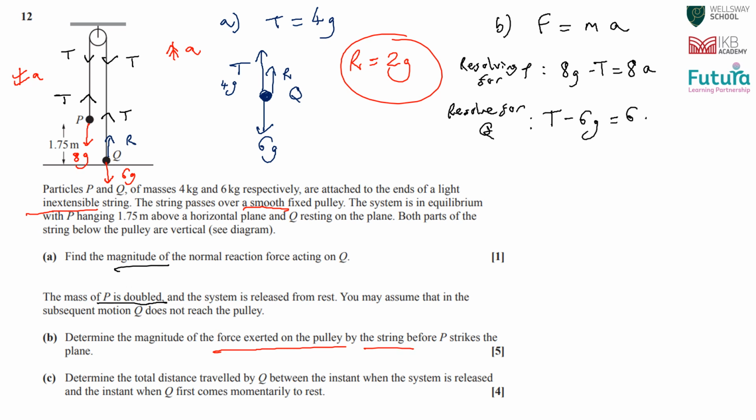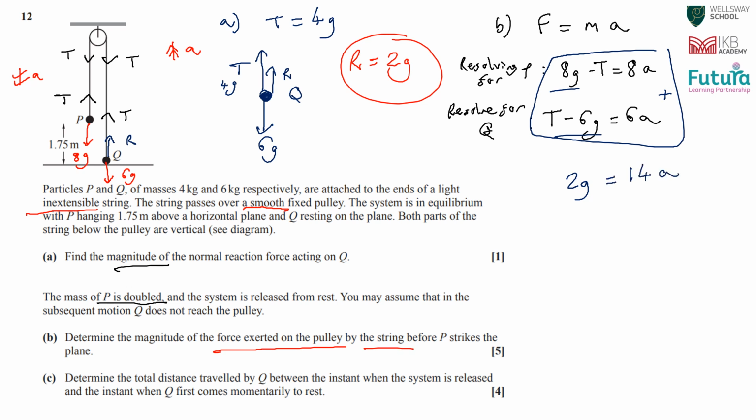You no longer have to worry about the normal reaction force, because once Q is off that plane, i.e. once it's moved up off that surface, there is no normal reaction force. So what we want to do now is solve these equations simultaneously. The easiest way to solve these simultaneously is to add them together. So when it comes to adding them together, well, 8G plus minus 6G is 2G. Tension plus minus tension is 0. And then 8A plus 6A is 14A.